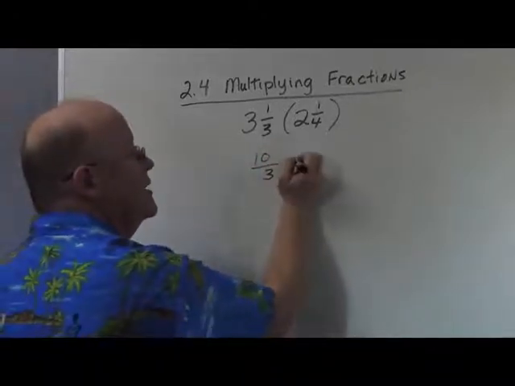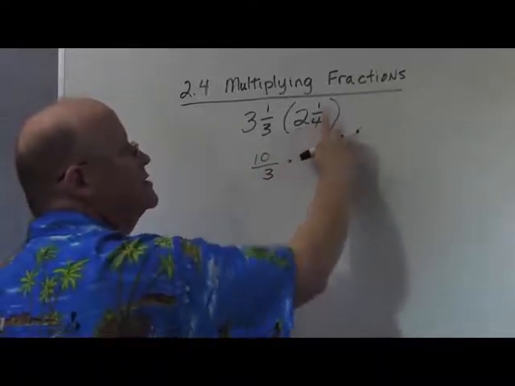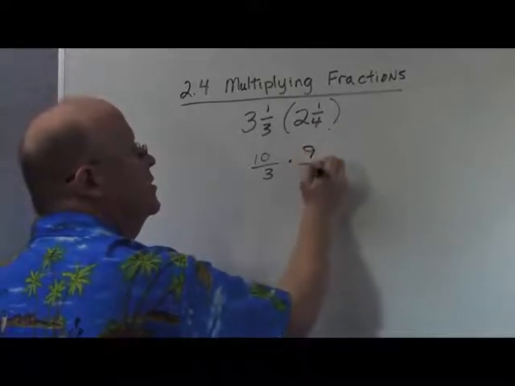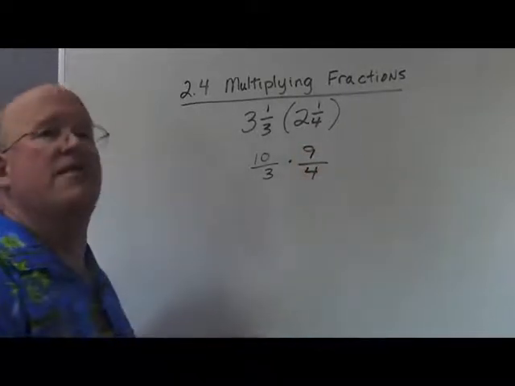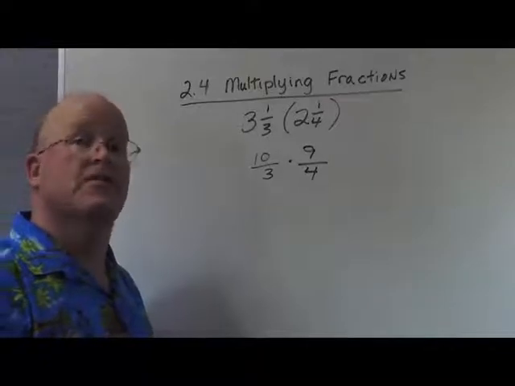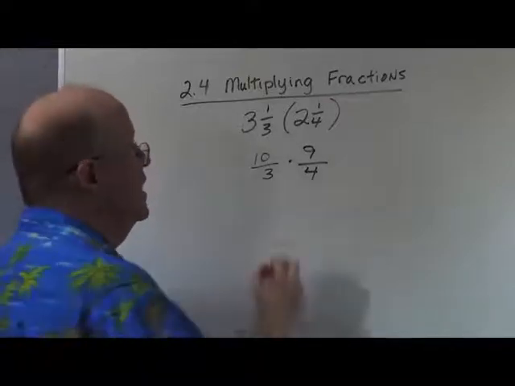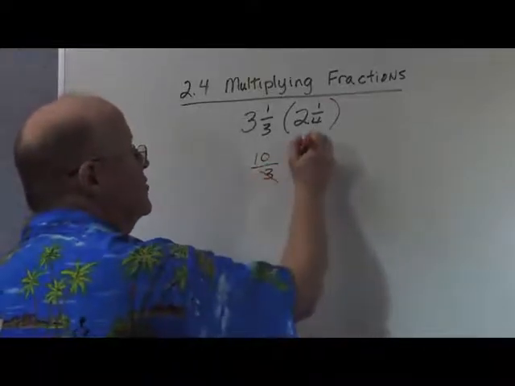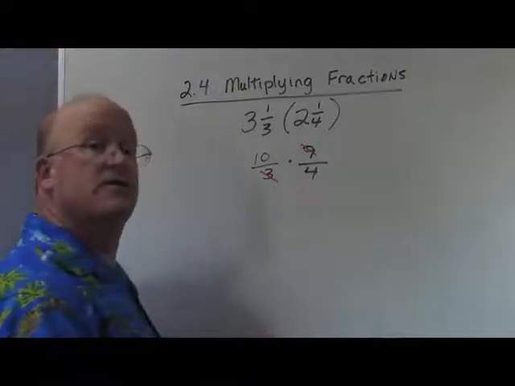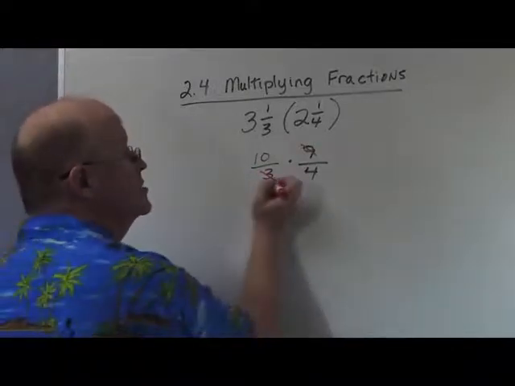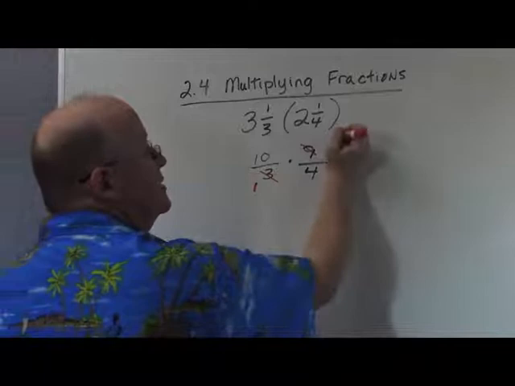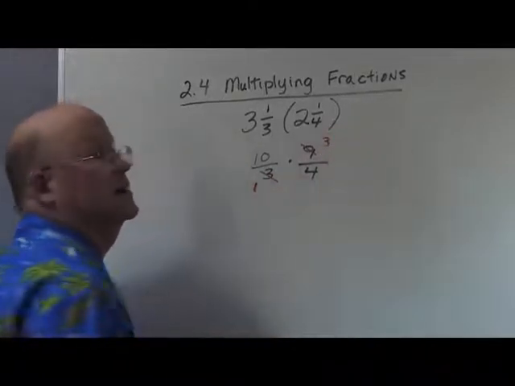And we would then multiply that by 4 times 2 is 8, plus 1, that makes 9 over 4. Then we will multiply them together in this form and then simplify. I notice on one diagonal, 3 goes into 9, each of them being divisible by 3. So 3 divided by 3 is 1, 9 divided by 3 is 3.